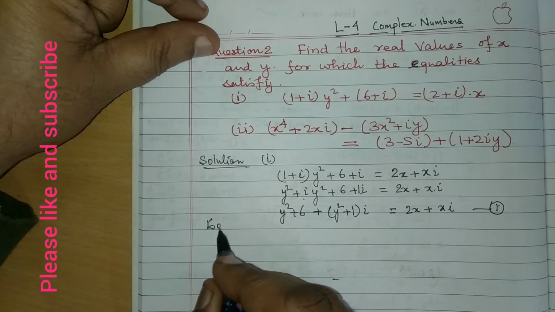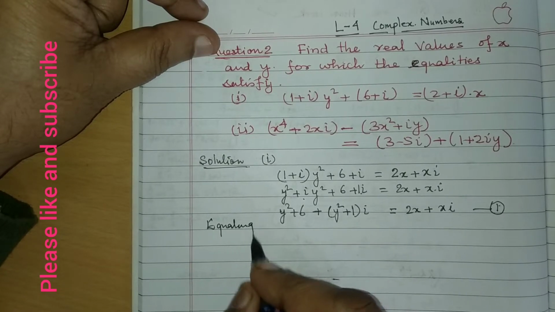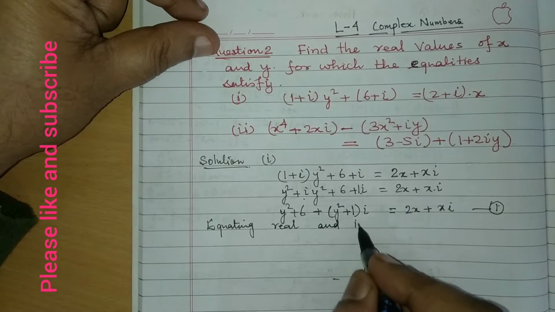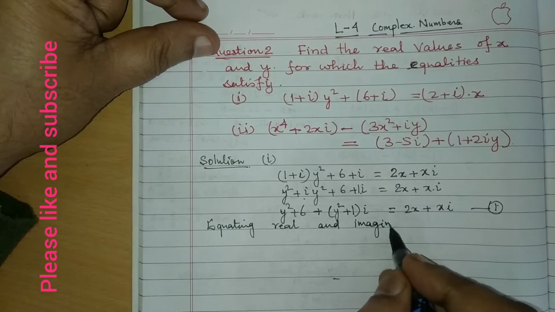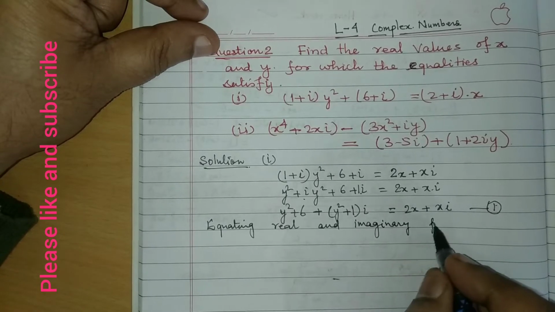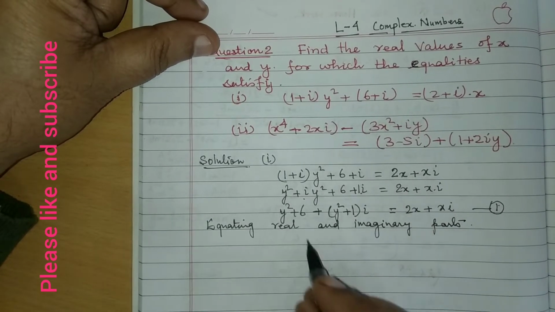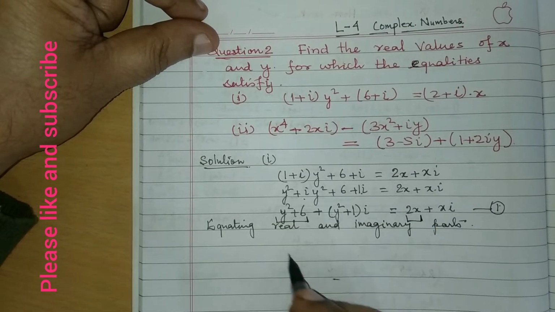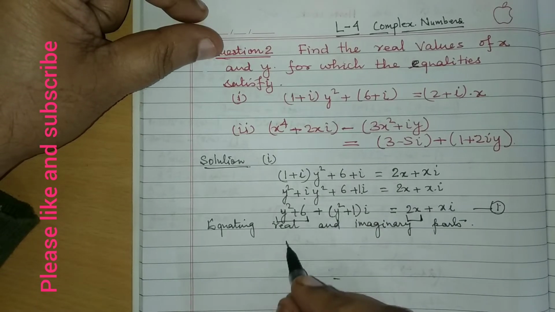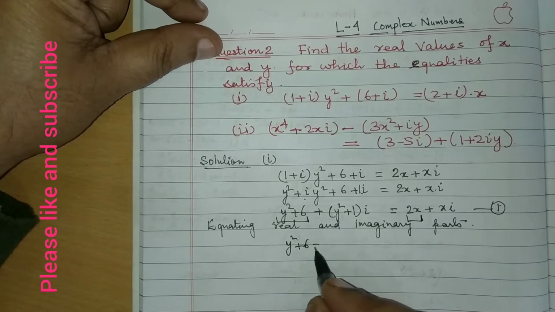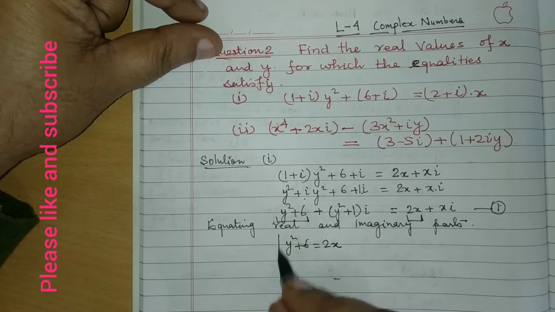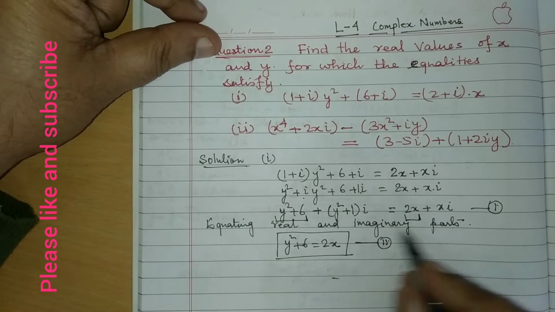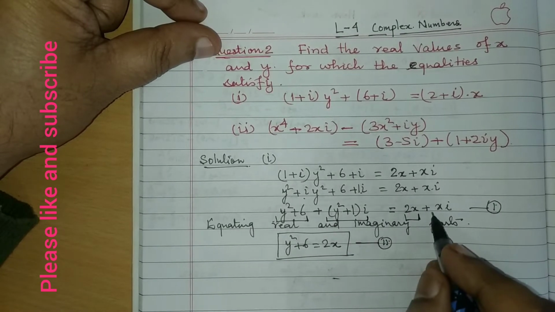So now equating real and imaginary parts. If we equate real and imaginary parts, y² + 6 is equal to 2x. So real part is equal to real part: y² + 6 = 2x. Now we are getting this equation; suppose this is equation number 2, and here imaginary parts must be equal to the imaginary part.